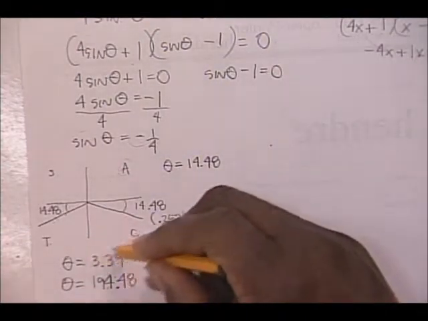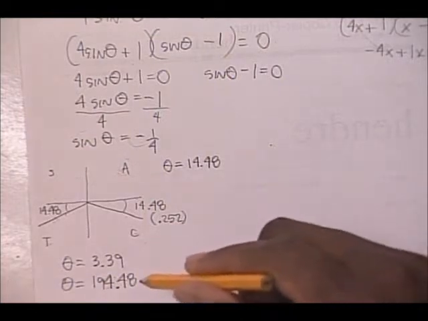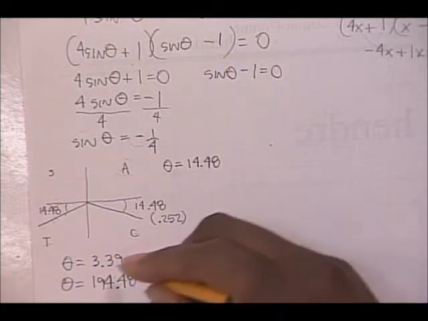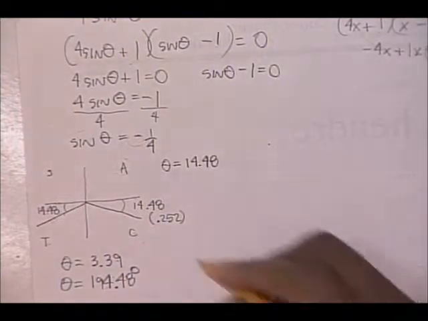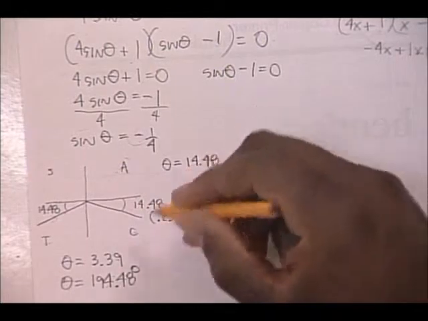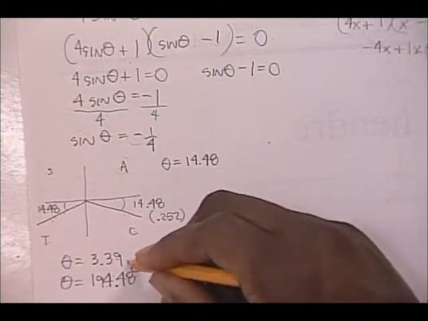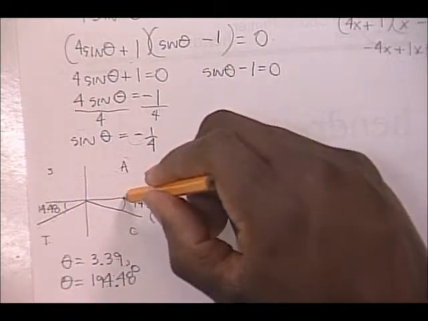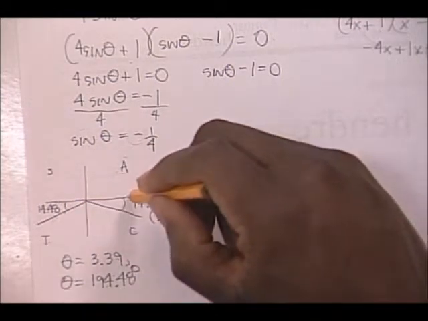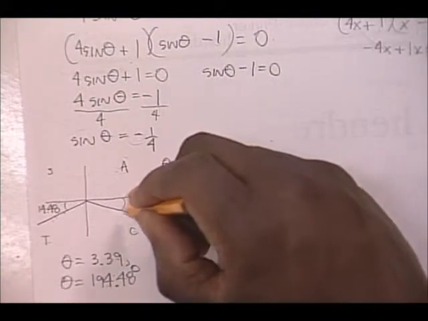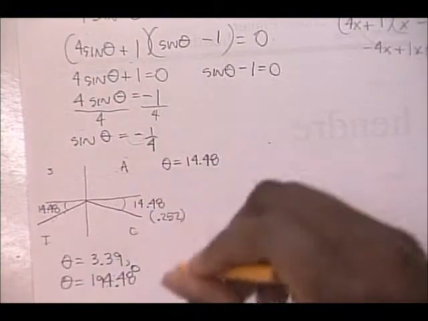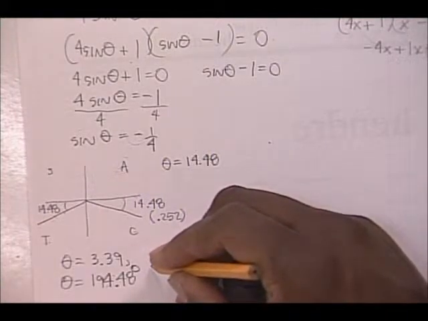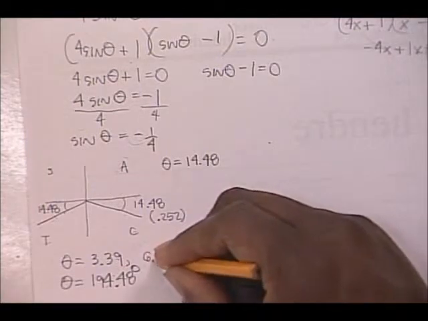So this is the same way. Your first answer is either 3.39 or 194.48. This is the same answer written in two different ways. This is in degrees. This is in radians. Now for this answer over here, if you're using radians, this is 6.28 or 2 pi. You'd take 6.28 and then you go back 0.252, and you get your answer, I did this before we got here, you'd get 6.03.